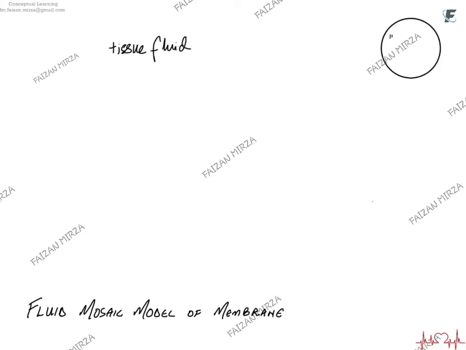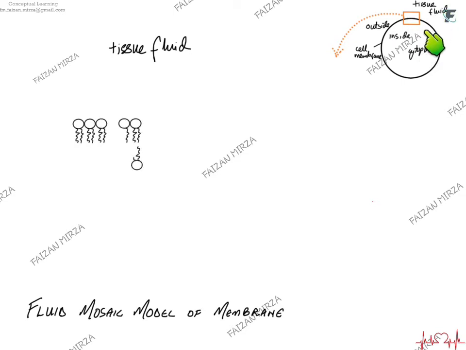Singer and Nicholson proposed the fluid mosaic model of the membrane. When we're discussing the fluid mosaic model, let's visualize the cell, that this is the inside of the cell, this is the outside of the cell. We are magnifying this part of the cell membrane. There's tissue fluid outside and there's cytoplasm inside, and we know that both of them will have water.